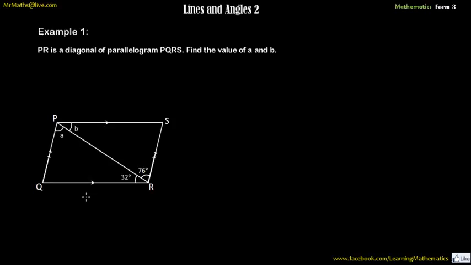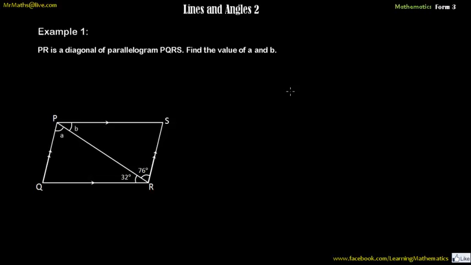And there are two double arrows, on line PQ and line SR. These two lines are also parallel. And you are given the angles 32 degrees and 76 degrees over here. So find the value of A and B. Let's take a look at this a little bit closer.